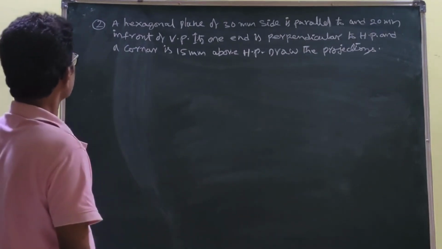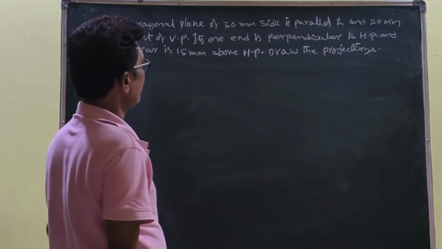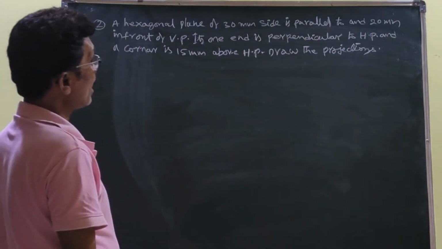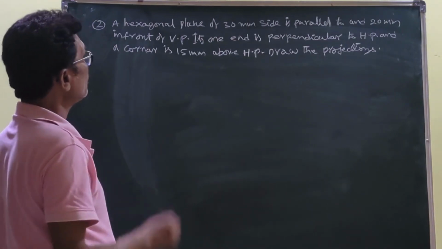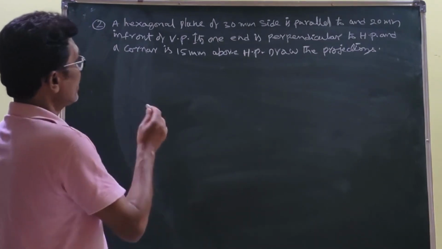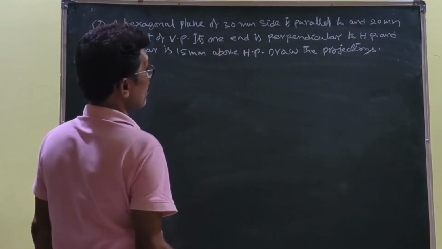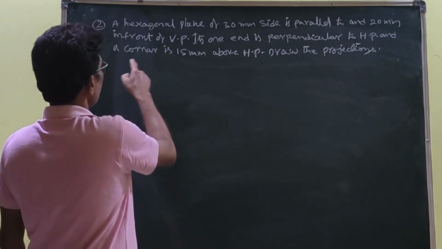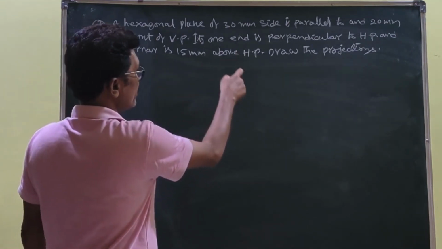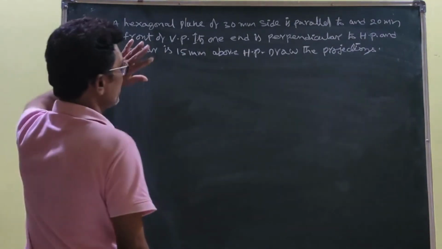Second one: a hexagonal plane of 30 mm side is parallel to and 20 mm in front of VP. One end is perpendicular to HP, and a corner is 15 mm above HP. Draw the projections. So first you have to understand the problem.